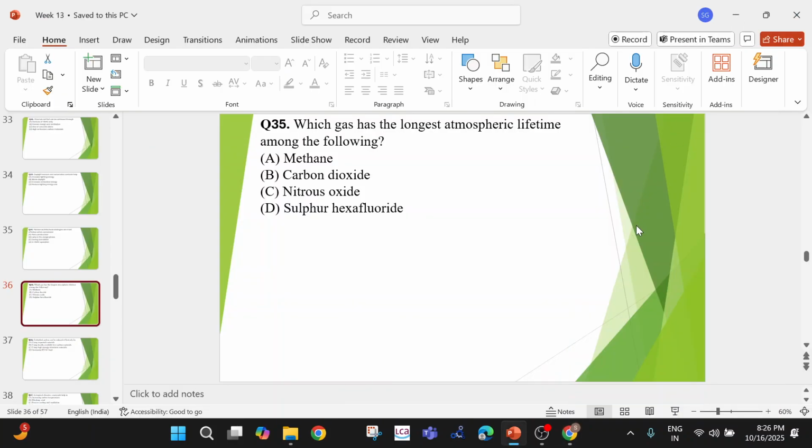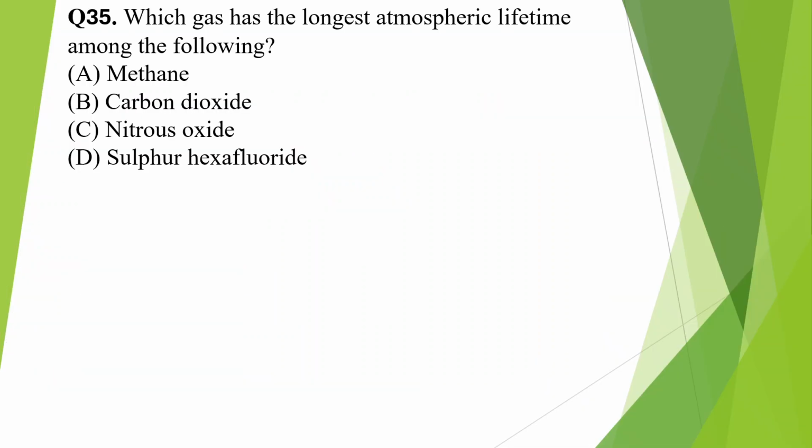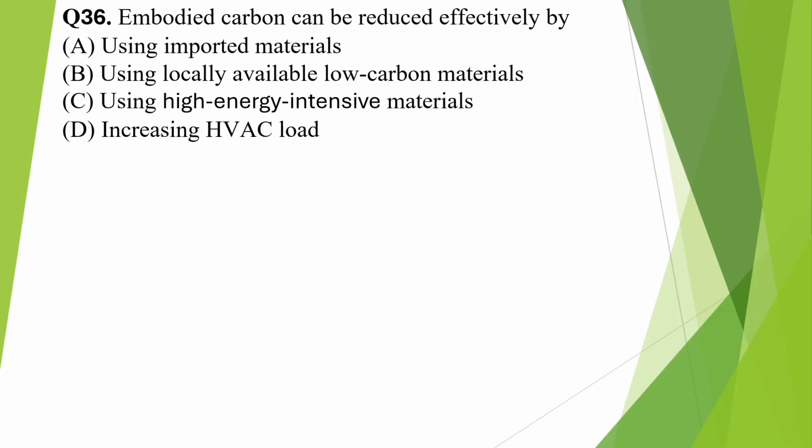Okay. So here is the 36th question then, which is asking you all that embodied carbon can be reduced effectively by. This embodied carbon basically refers to the phase before the operational phase. Based upon this concept, you can answer question number 36.